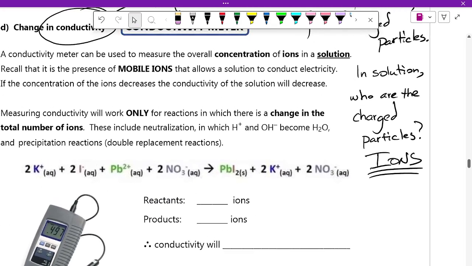So if we have a reaction that looks like this one, where we start with some positive ions and we finish with some positive ions, and we have some negative ions, and we finish with some negative ions. How many ions are there in the reactants? Count them up. How many ions in the reactants? Not 4. 2.